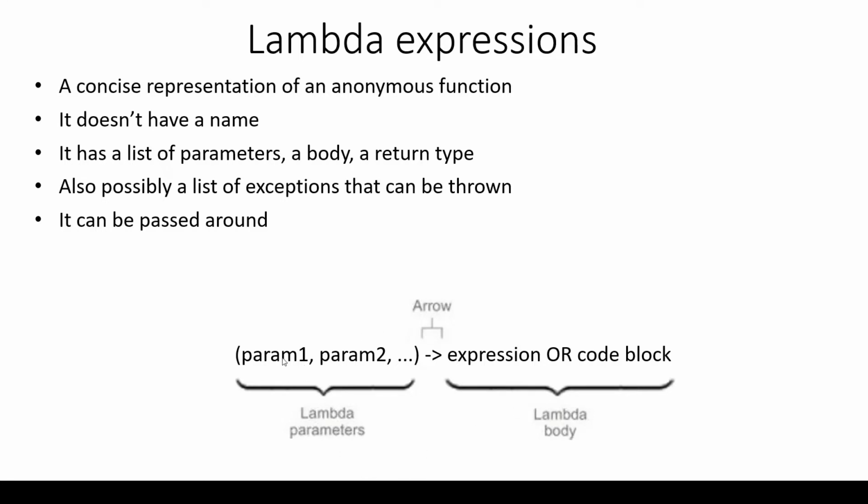As you see here, this is the format of a lambda expression. So it consists of 0 or more parameters, which are known as lambda parameters. There's an arrow, and then there's an expression or code block, which is known as the lambda body. So let's dive into some source code.